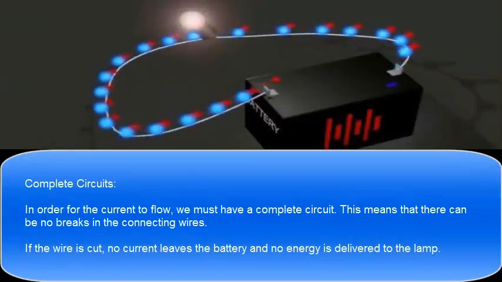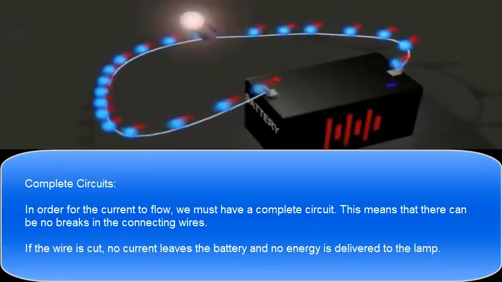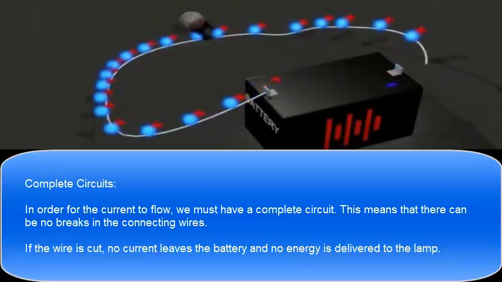Complete circuits. In order for the current to flow, we must have a complete circuit. This means that there can be no breaks in the connecting wires. If the wire is cut, no current leaves the battery and no energy is delivered to the lamp.